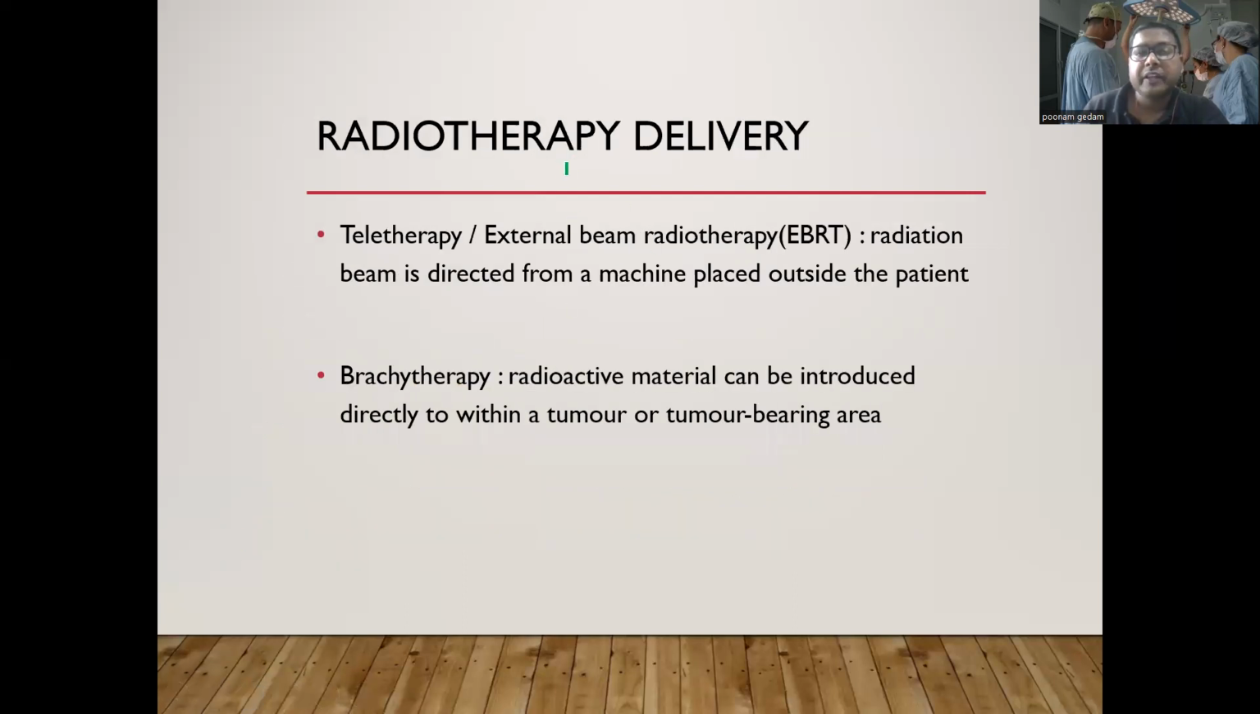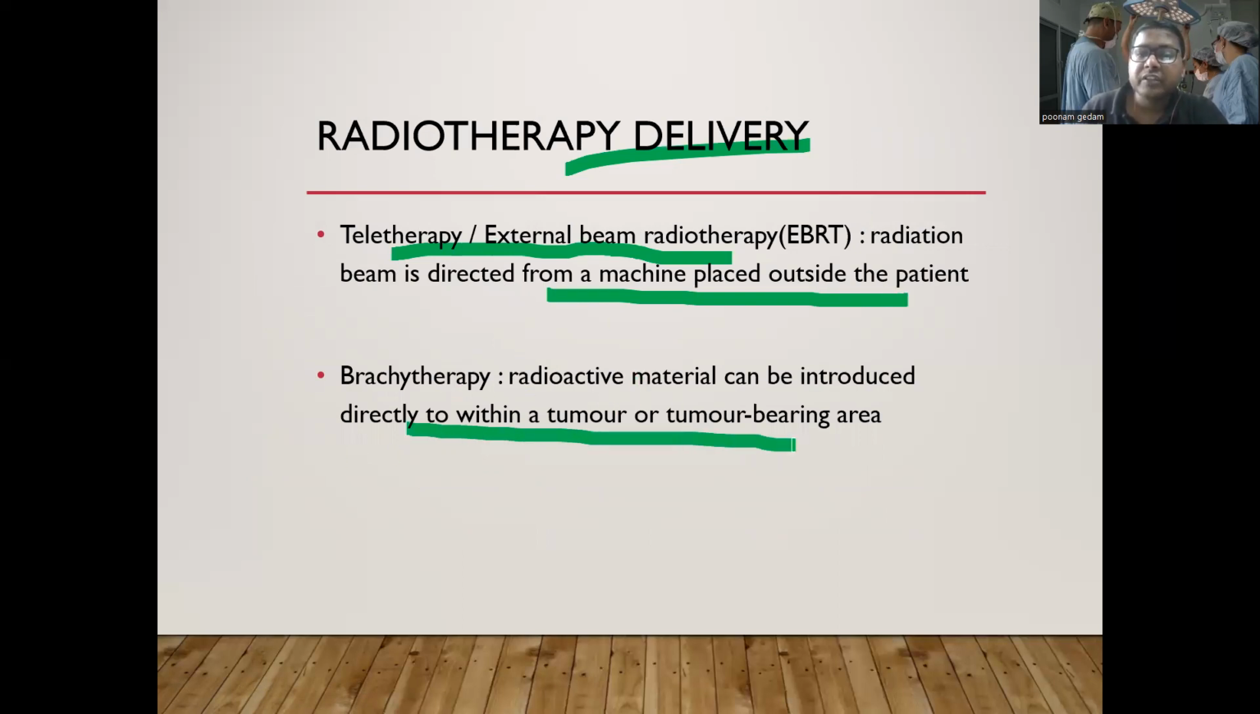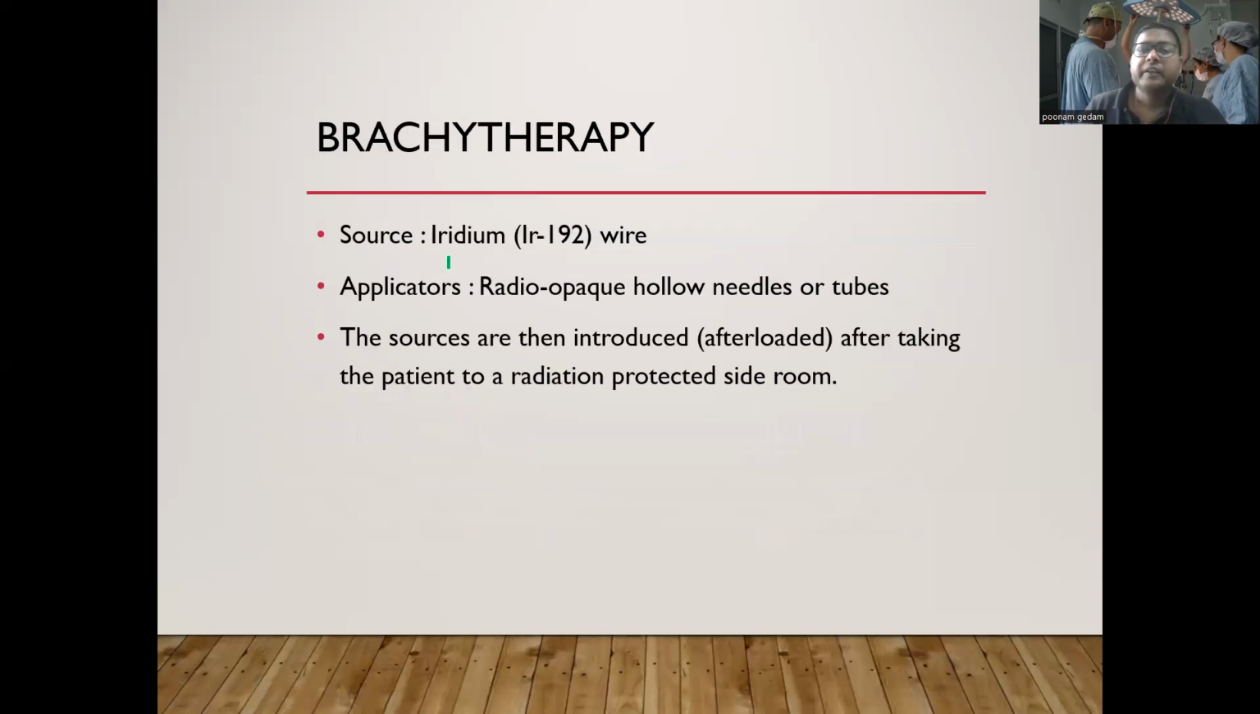So radiotherapy delivery. Teletherapy or external beam radiotherapy: the radiation beam is directed from a machine placed outside the patient. Brachytherapy: radioactive material can be introduced directly within the tumor or tumor bearing area. So brachytherapy is given by iridium 192 wire. Applicators, what are applicators? Radio-opaque hollow needles or tubes. The sources are then introduced by afterloading after taking the patient to a radiation protected side room.